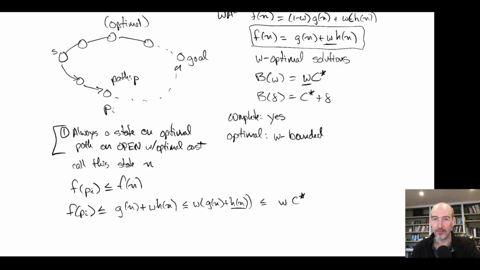So this guarantees that we're going to find a w suboptimal solution when we use weighted A star and we re-expand states when we find a shorter path to them. Now, is this a good bound in practice?